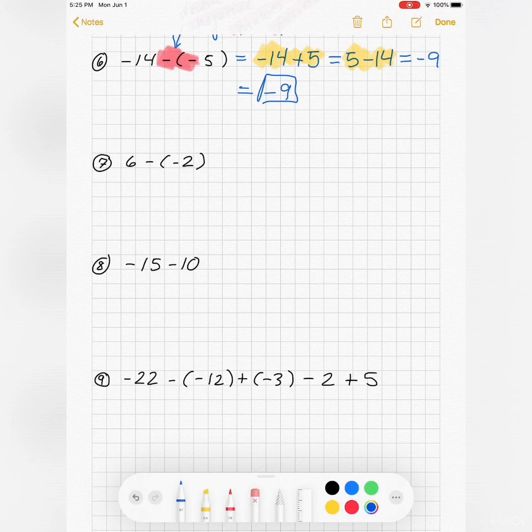Here's another one of these double negatives. 6 minus a -2 is 6 plus 2 is 8. Okay, here I'm $15 in debt, spend another 10. Now I'm $25 in debt.